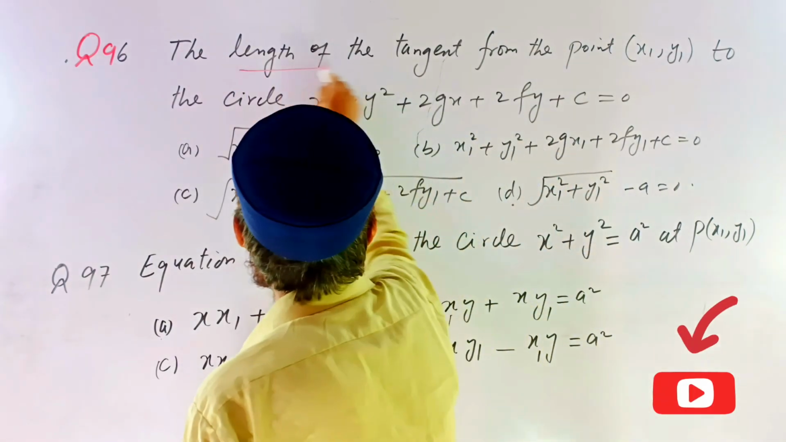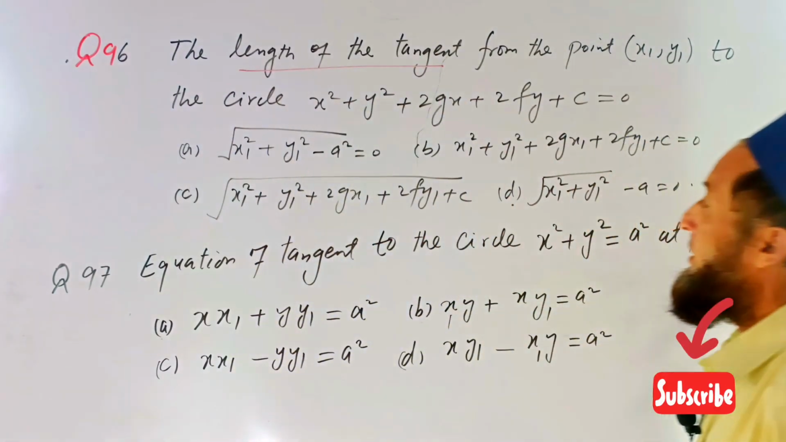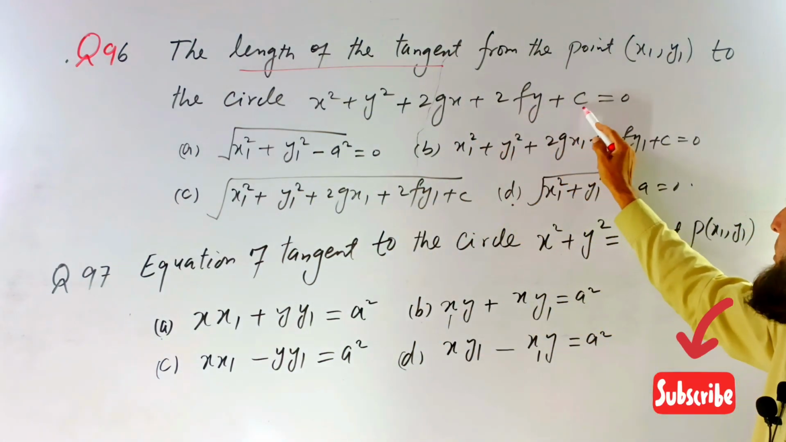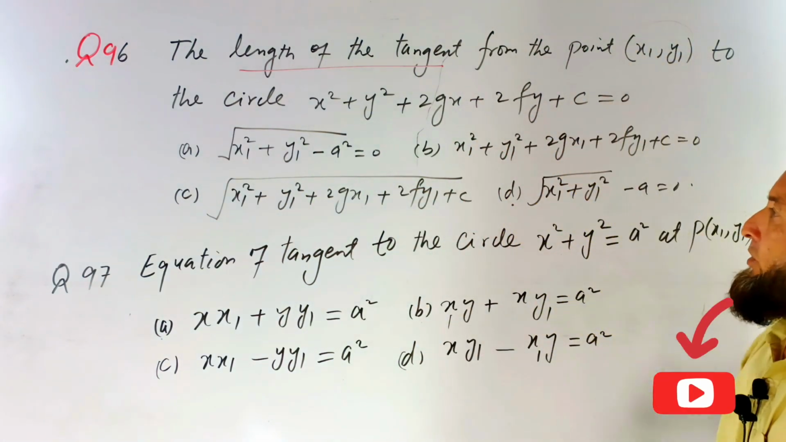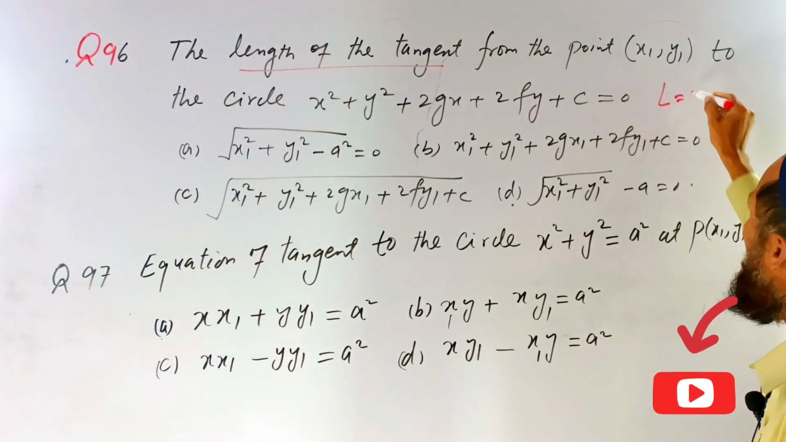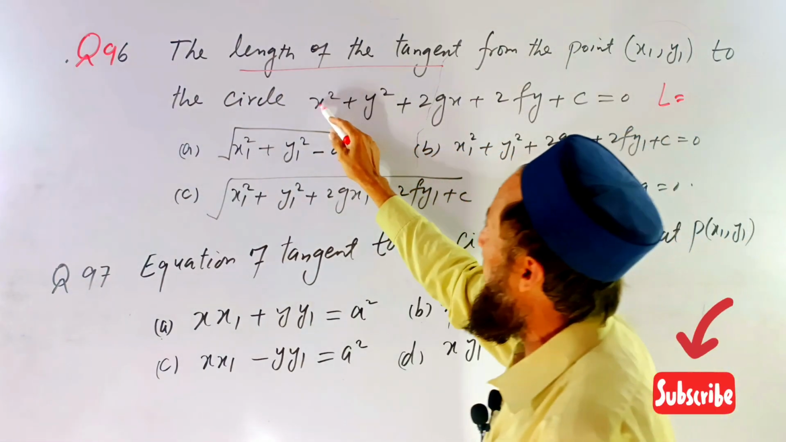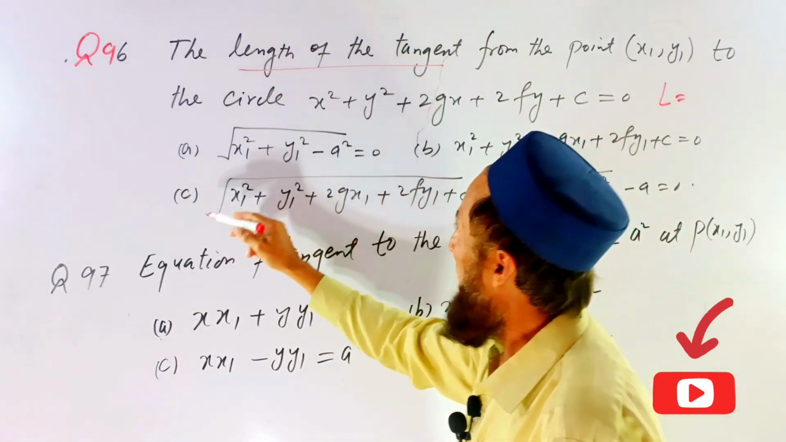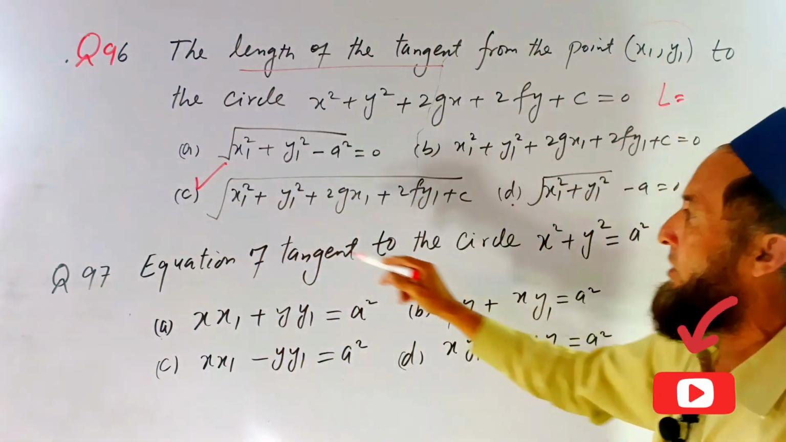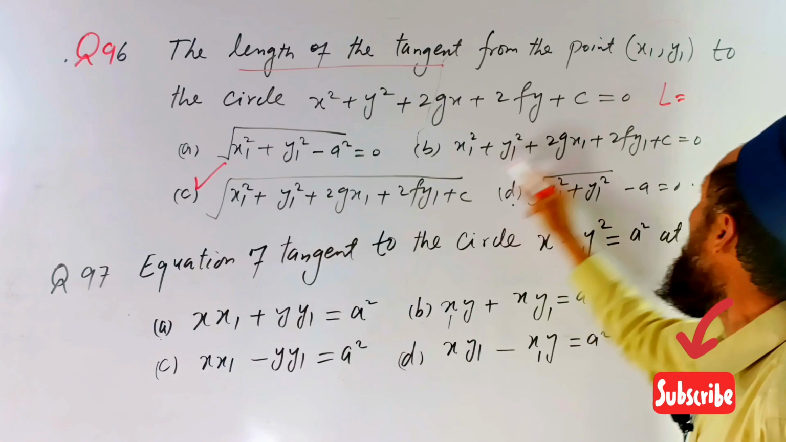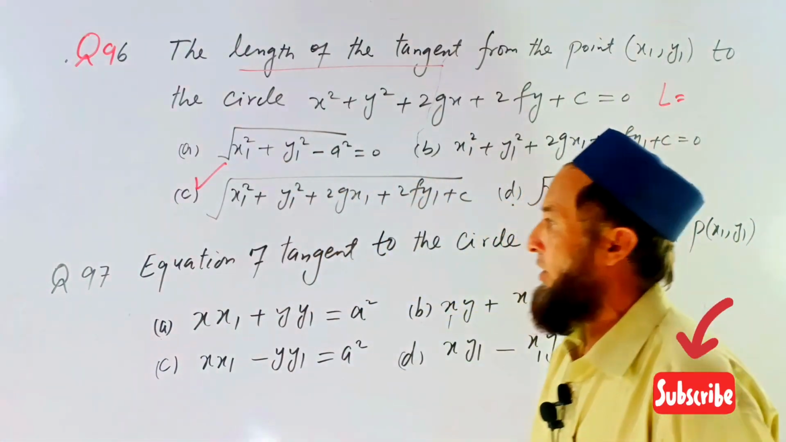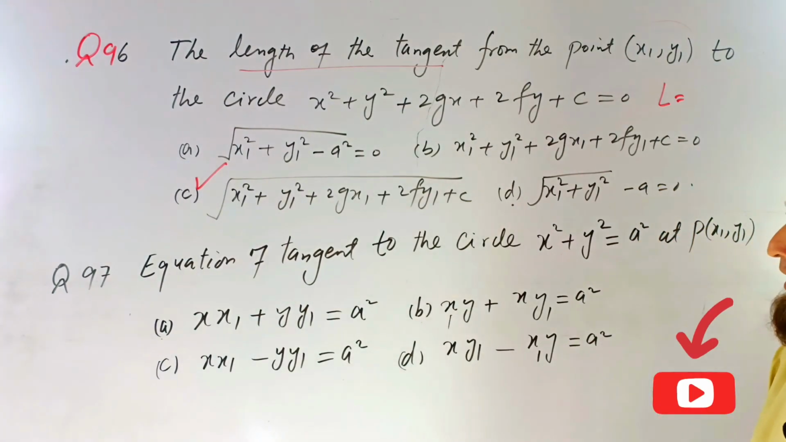The length of the tangent is required from the point to the circle given by x square plus y square plus 2gx plus 2fy plus c. If we apply it, the length of the tangent is denoted by capital L. So we apply the point x1, and option C is the correct option. We apply x1 square plus y1 square plus 2gx1 plus 2fy1 plus c, under the square root. So option C is the correct option.